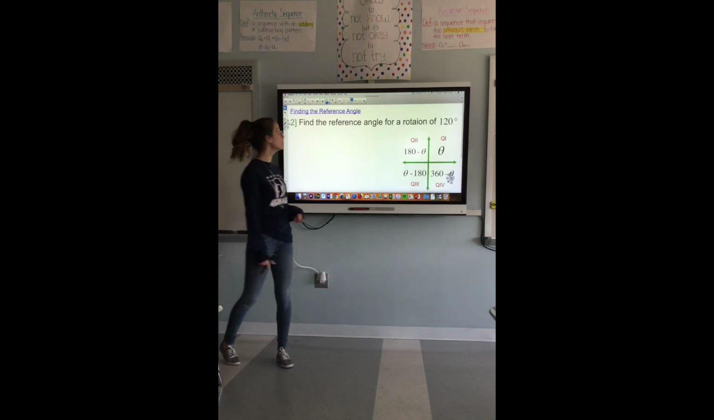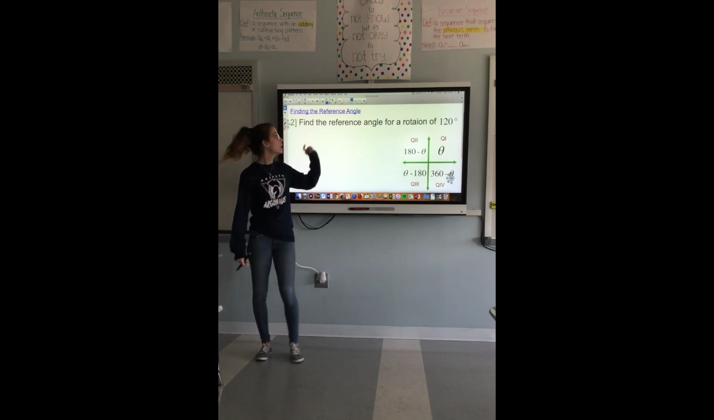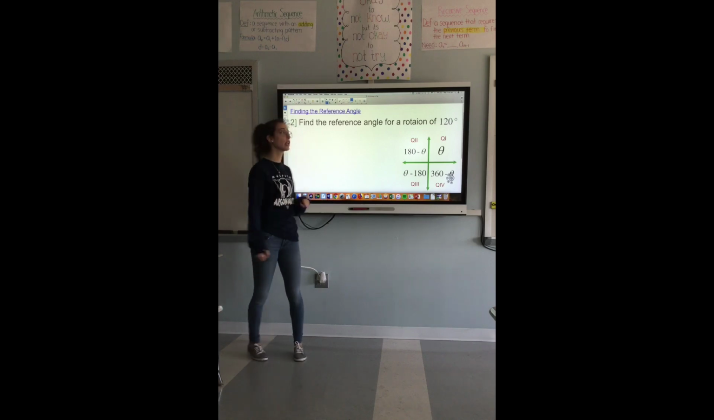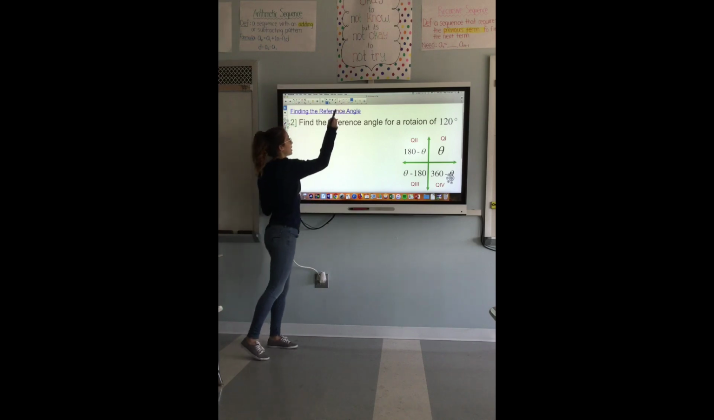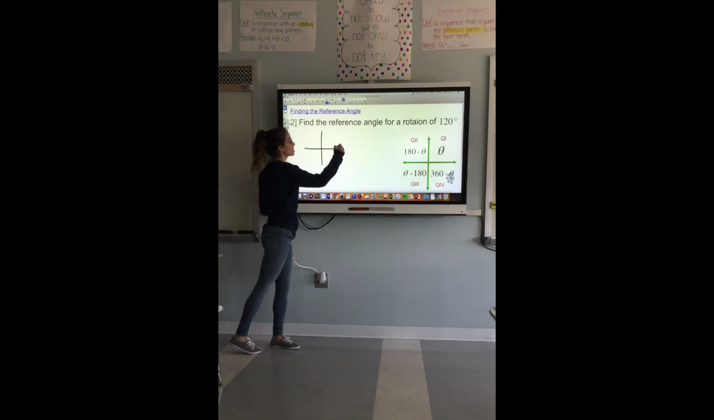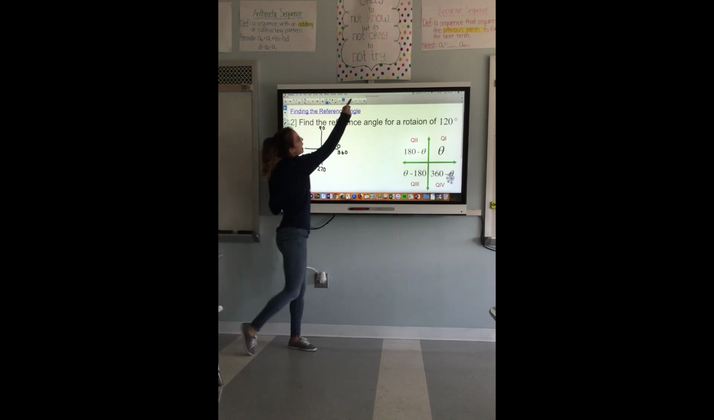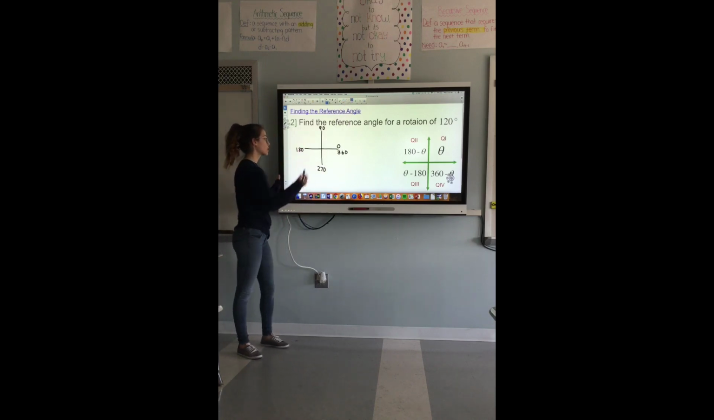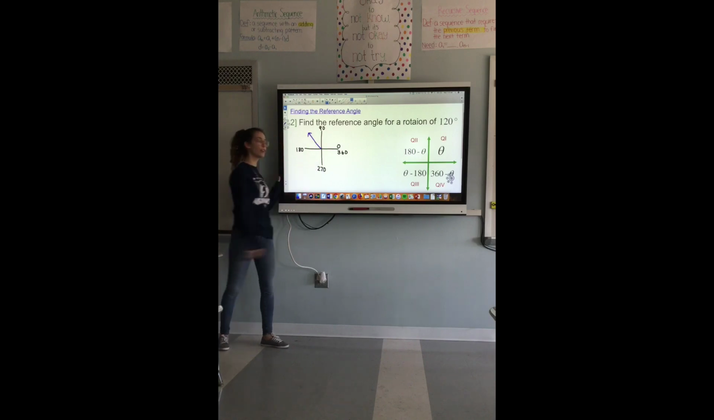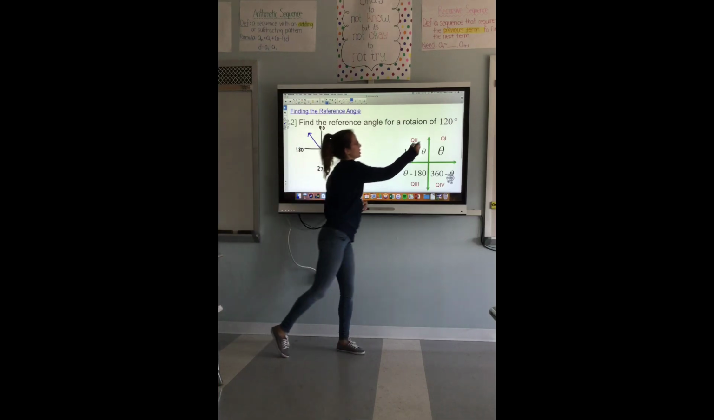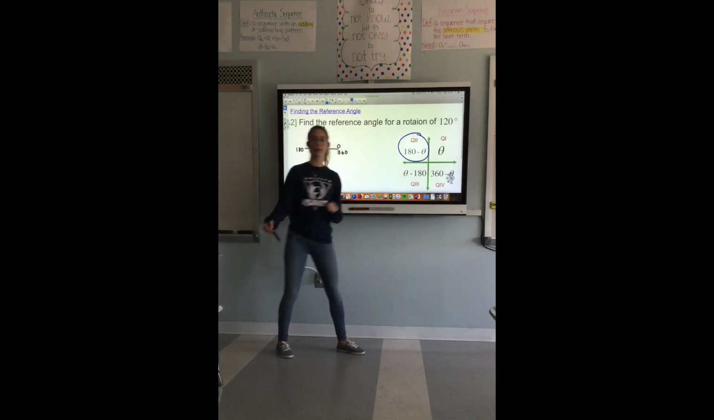Moving on to number 2, it says find the reference angle for a rotation of 120 degrees. So again, first things first, let's figure out where this is. So this is 0, 90, 180, 270, 360. Our angle is 120 degrees, so it's somewhere over here. It's between 90 and 180. So that is in quadrant 2. So we have to use that rule.